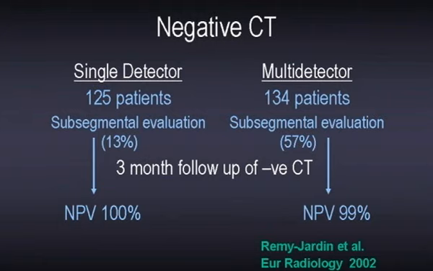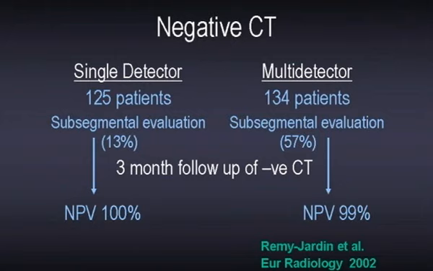The subsequent group of patients were evaluated with multi-detector CT, and as expected, there was a higher rate of optimum evaluation of the subsegmental pulmonary vessels. In this particular study, patients who had a negative CT were not treated, but followed up at 3 months. And we can see that the negative predictive value in both groups was precisely the same. So what does this show? It shows that in the group of single detector scanners, we are probably missing some small subsegmental pulmonary isolated emboli. However, non-treatment of these is of no clinical significance.